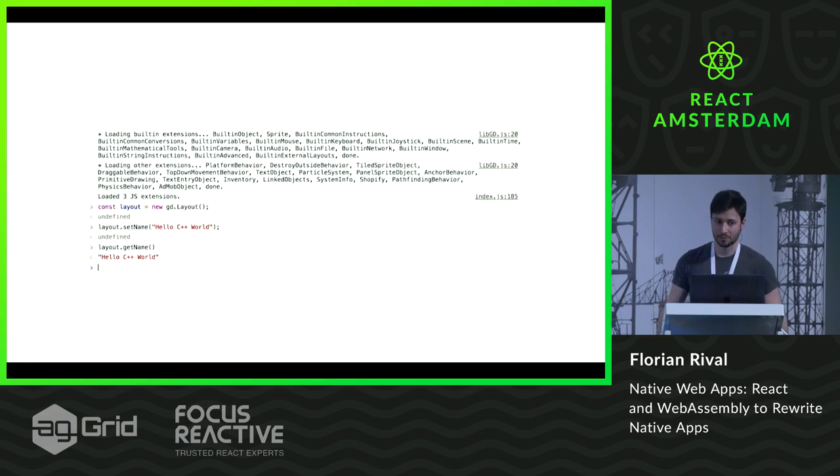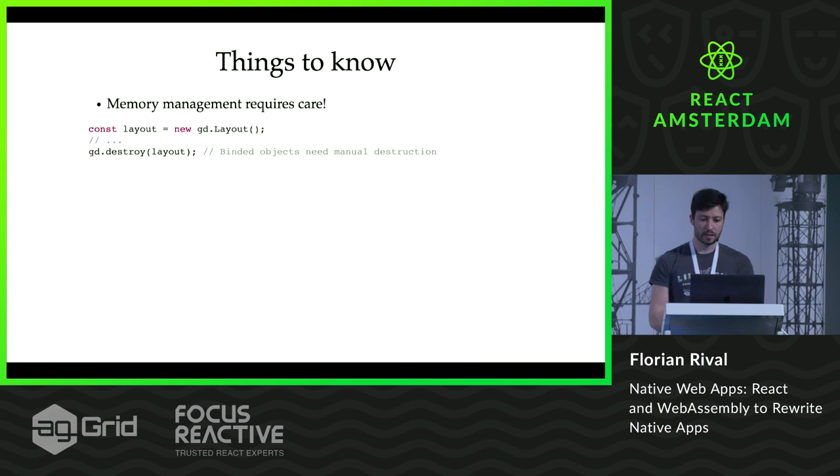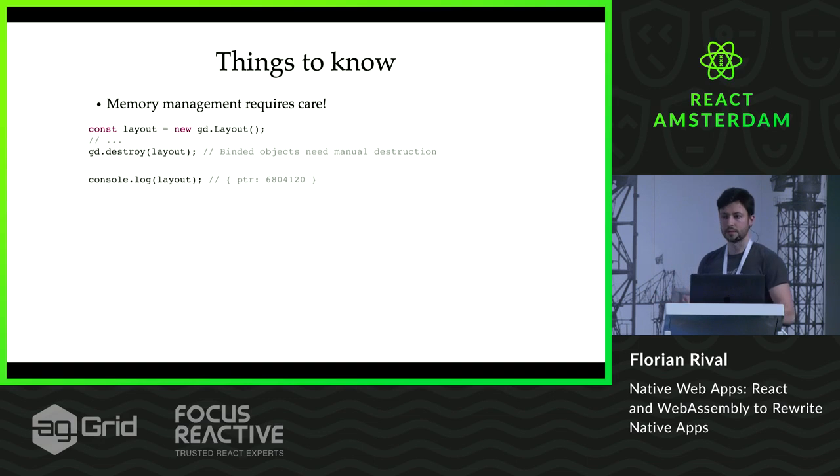But again, here I'm on desktop. So a few things to know. Memory management requires care, because when you're creating a new object, you have to destroy it later. So why? It's interesting. If you see the layout here, it's a scripted object, and it has a pointer, which is a number pointing to the area in memory where the object is living.